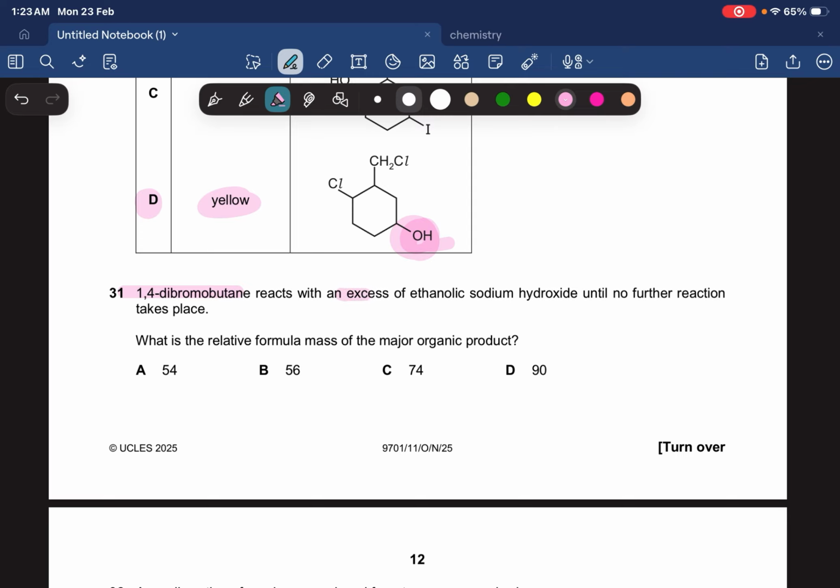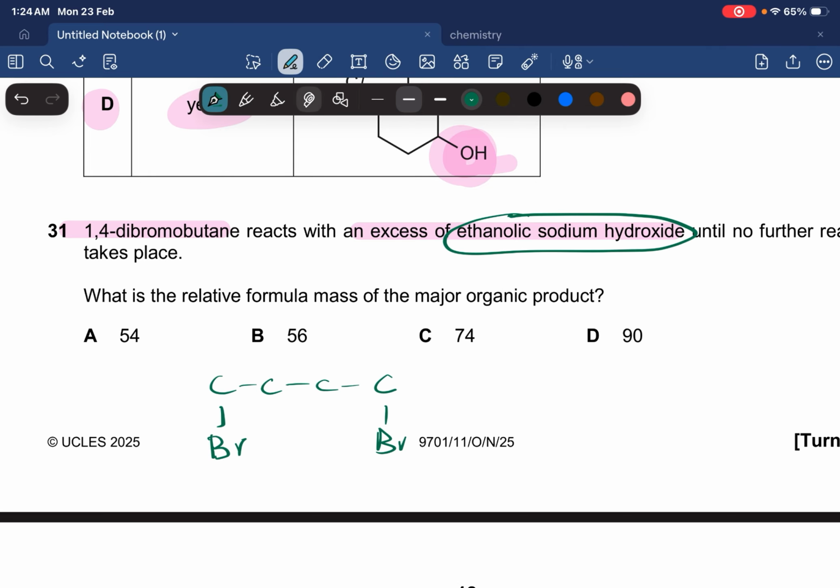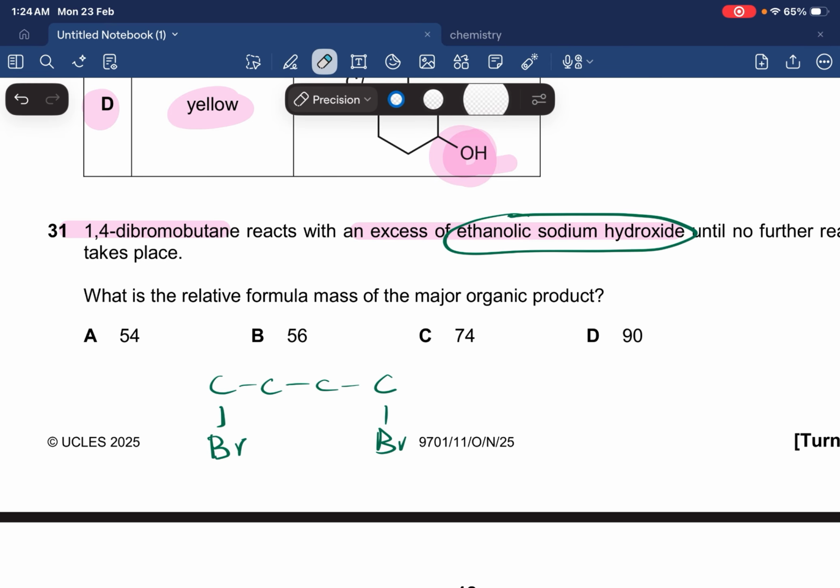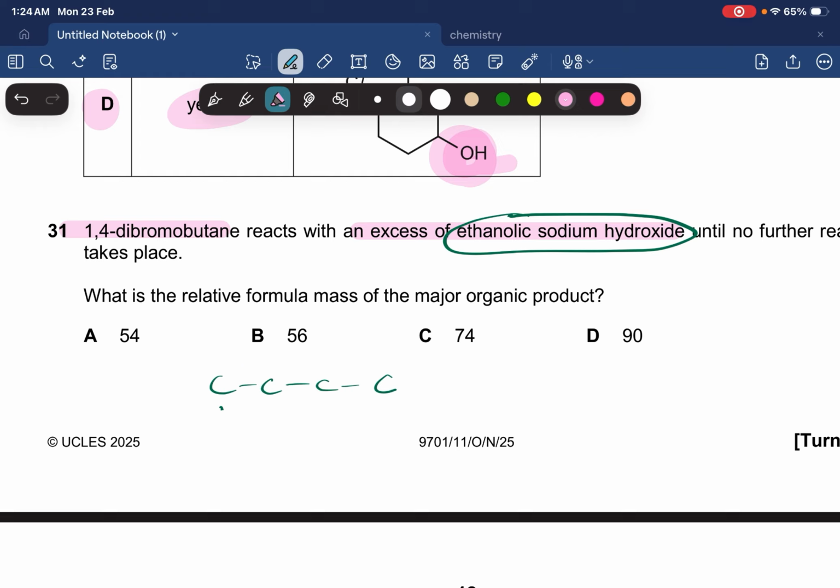1,4-dibromobutane reacts with excess ethanolic sodium hydroxide until no further reaction takes place. What is the relative formula mass of the major organic product? So you know that we have 1,4-dibromobutane, so 1, 2, 3, 4 carbons. On carbon 1 and carbon 4, we have bromine, and it reacts with excess ethanolic sodium hydroxide. When we are dealing with ethanolic sodium hydroxide, what happens? Elimination takes place. So this bromine is going to be eliminated from here, and this bromine is going to be eliminated from here, and we're going to form a carbon-carbon double bond.